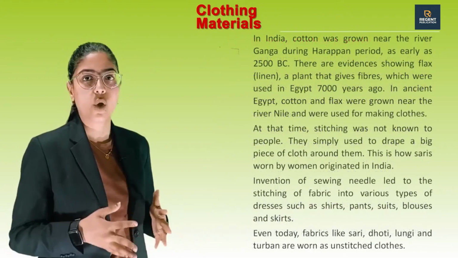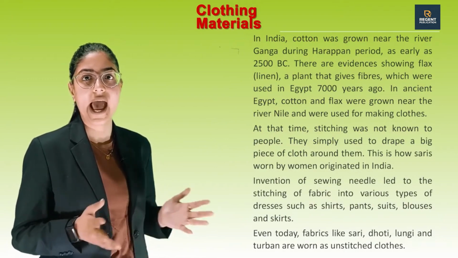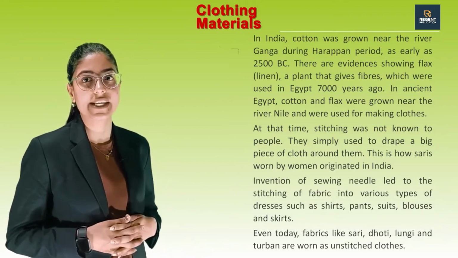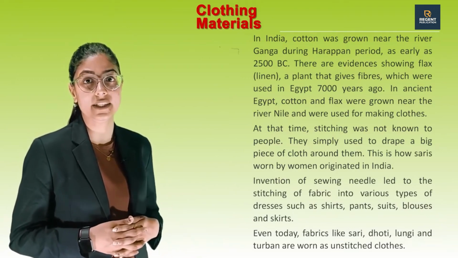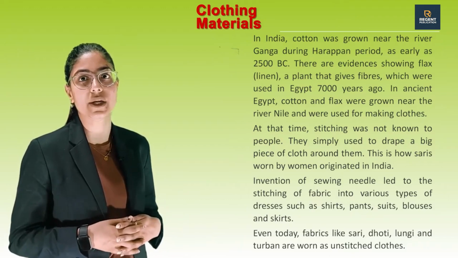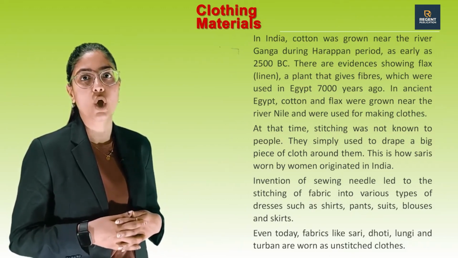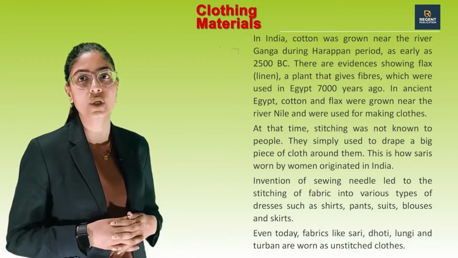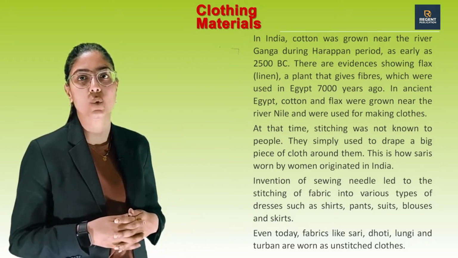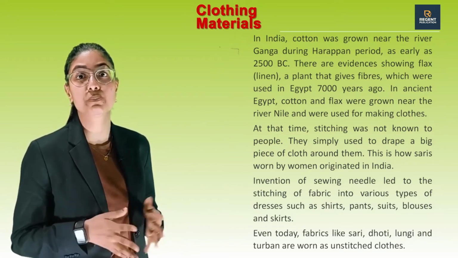In India, cotton was grown near the river Ganga during the Harappa period. As early as 2500 BC, there is evidence showing flax, a plant that gives fibers, was used in Egypt 7000 years ago. In ancient Egypt, cotton and flax were grown near the river Nile and were used for making clothes. At that time, stitching was not known to people.